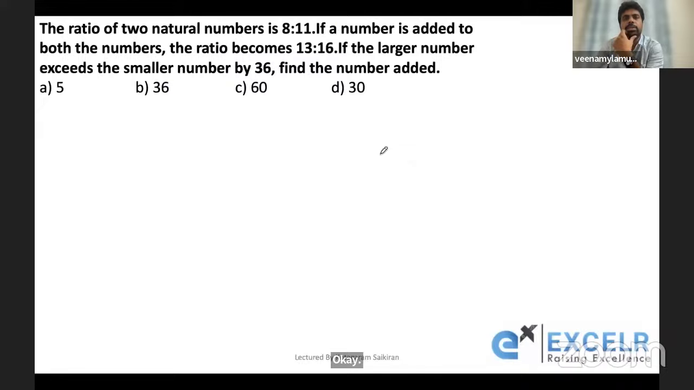Next. See this question and try to answer. Be fast.